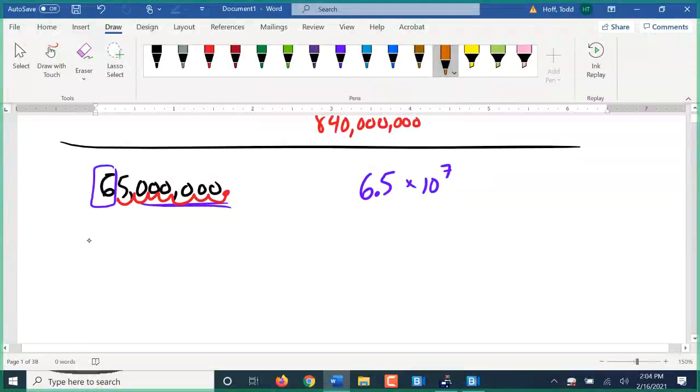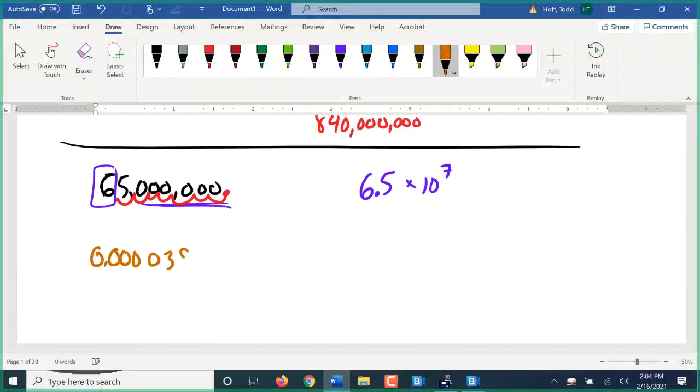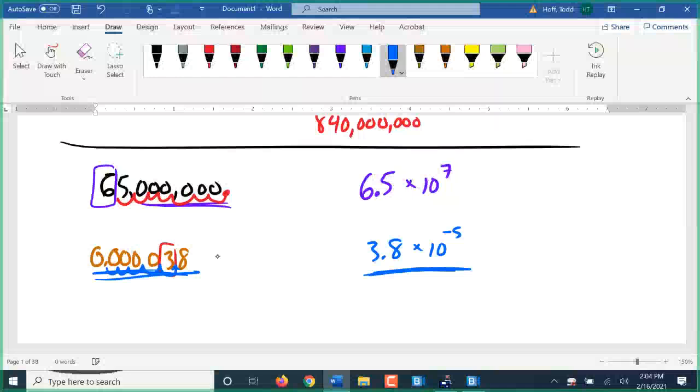Or we might have 0.00038. So again, we identify the first non-zero digit. That's the 3. We put our decimal point after that, 3.8, and rewrite the rest of the number. And then we have to figure out our place value. So this will be times 10 to the, the decimal point started here, and it went 1, 2, 3, 4, 5 spots. Now this was a really small number, which means it's in the place values that are negative powers of 10. So that's 10 to the negative 5. So 3.8 times 10 to the negative 5 is the scientific notation equivalent for that number.